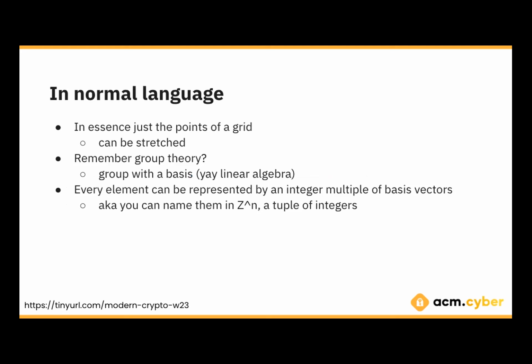So remember group theory? This is basically just a group that also has a basis. So you'll use a little bit of linear algebra here. And with that basis, every single point can be represented by an integer multiple of it. So let's say your basis is the normal coordinate grid and you have (1, 0) and (0, 1). Then everything is going to be an integer multiple of (1, 0) plus an integer multiple of (0, 1). So you can name them in Z to the power of n. So every single point, you can name it as a tuple of integers.